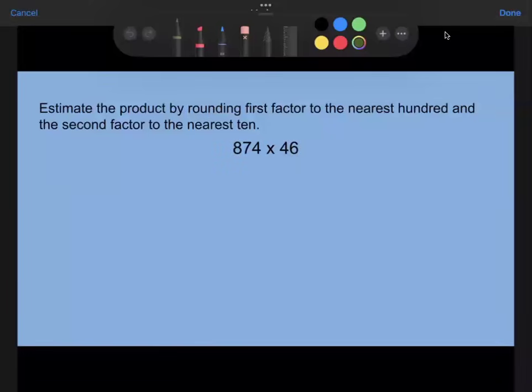Okay, here's our next one. We're going to estimate the product by rounding the first factor to the nearest 100 and then the second factor to the nearest 10. Let me try that again. Second factor to the nearest 10. There we go. So I'm going to write 874 over here and 46 over here.